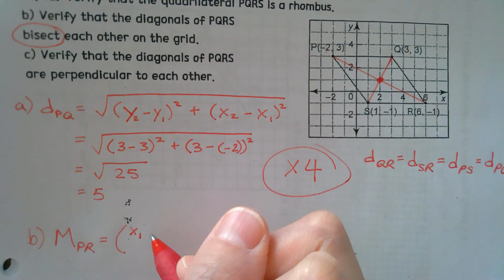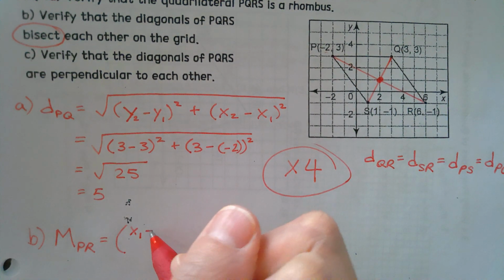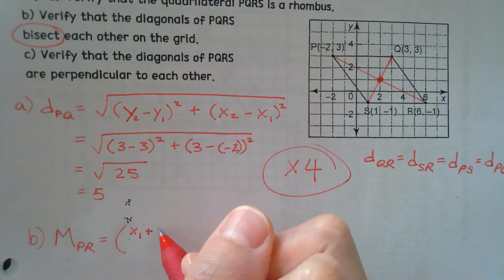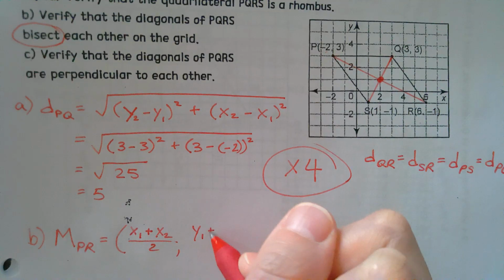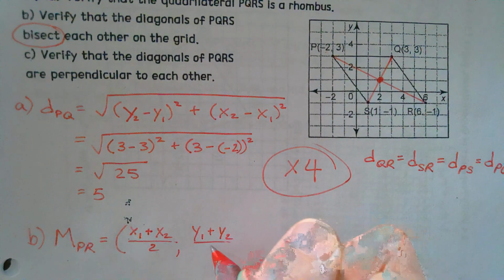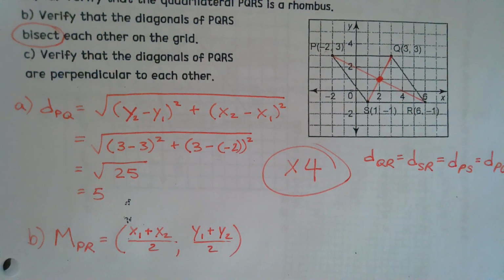X1. X1 plus X2 divided by 2. Good. And then the same thing. Y1, same thing. Y1 plus Y2 divided by 2. Okay.